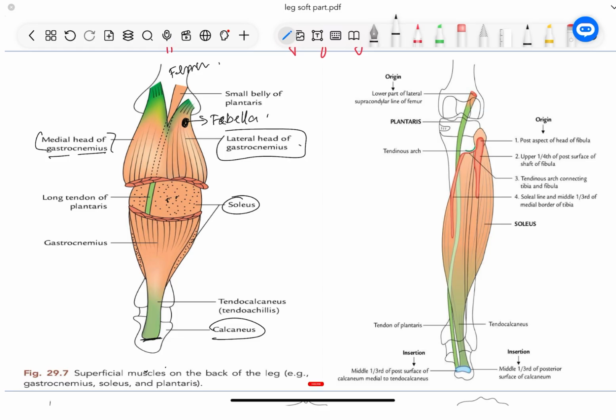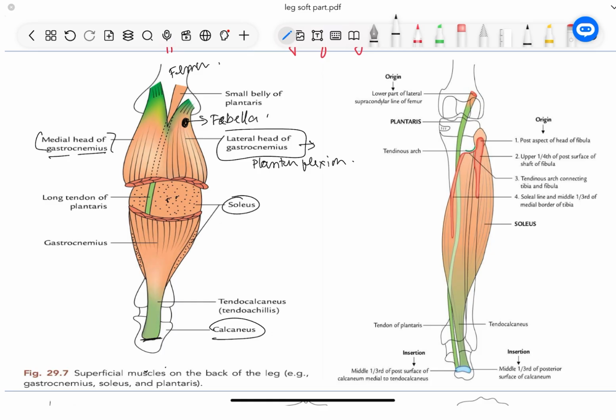So the function of the gastrocnemius, if we see the action, it will be plantar flexion. We know dorsiflexion is done by all the anterior compartment of the leg muscles. Now the posterior group of muscles we are going to see, they are doing plantar flexion. So gastrocnemius, both the heads doing plantar flexion, and also it helps in flexion of the leg at the knee joint.